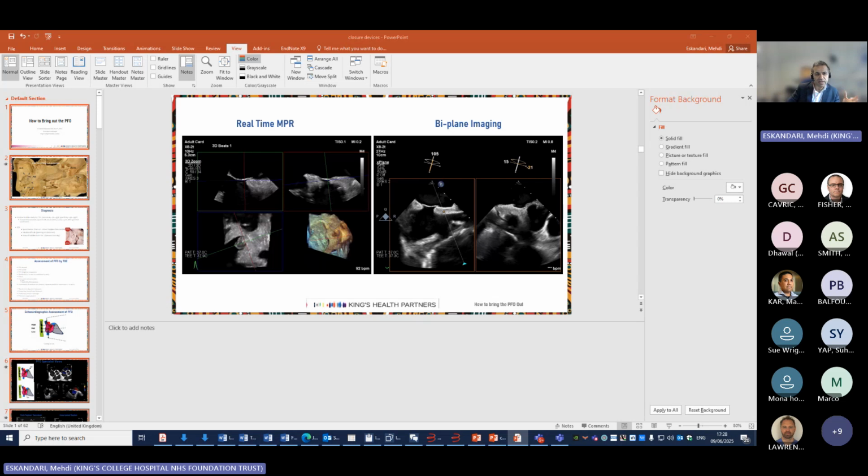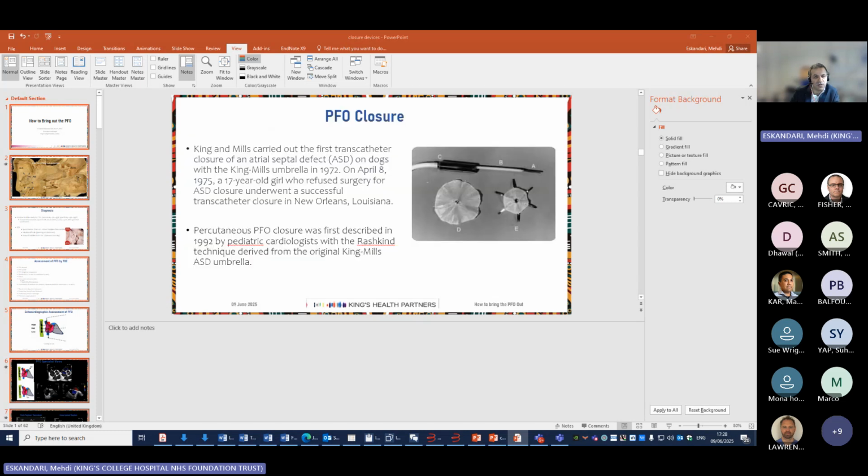So you can use real-time MPR, as nicely demonstrated by Andy in the tricuspid imaging. You can do exactly the same for essentially any structure. And here you can see in the left side image that real-time MPR, not offline analysis, was used to reveal the anatomy of the PFO. And biplane itself, which is also a feature of 3D, is very helpful if a 3D zoom is not easy to do.